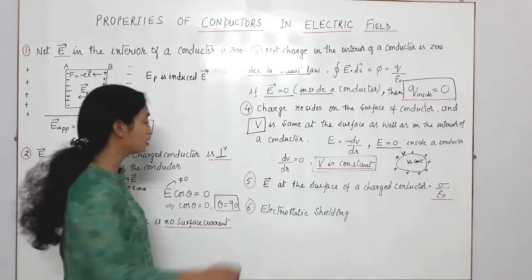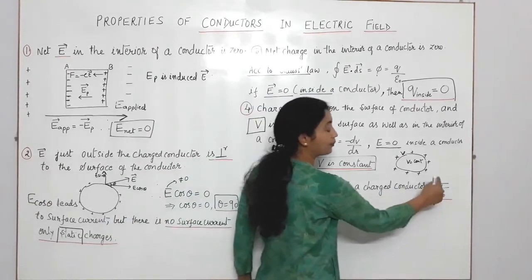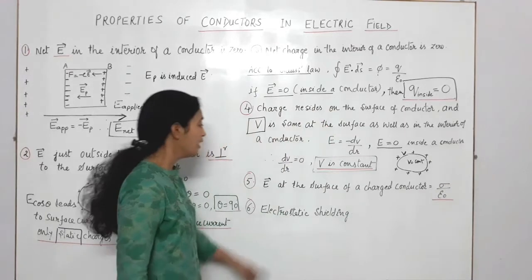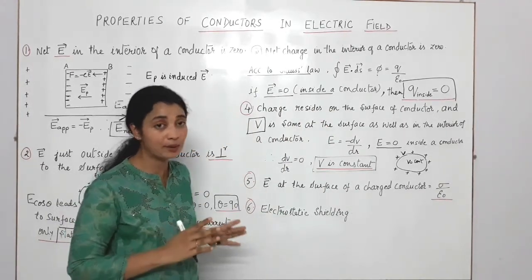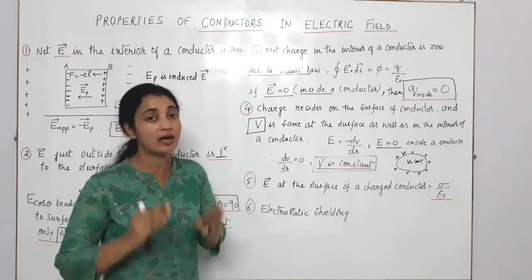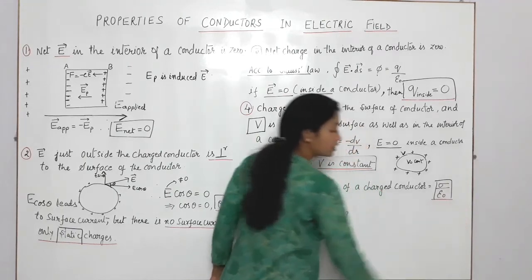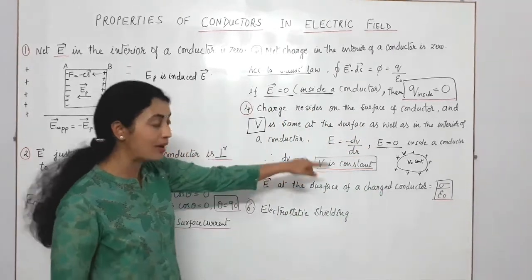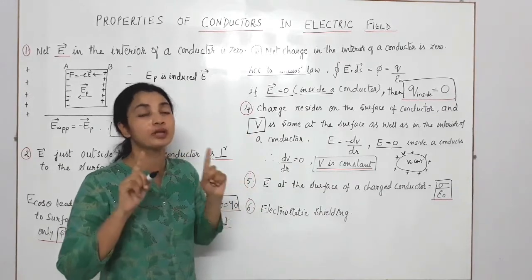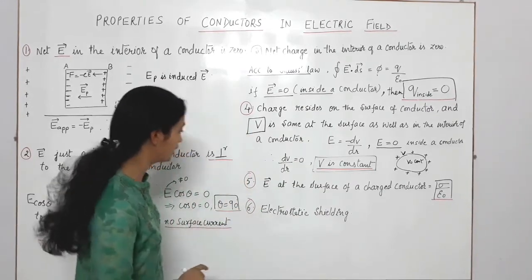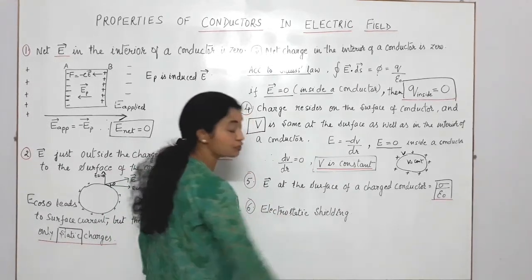Last and important, electric field at the surface of a charged conductor is sigma upon epsilon naught. On the surface of a charged conductor, the electric field value comes out to be sigma, which is surface charge density, upon epsilon naught, which is the permittivity of free space. And you remember, this is the situation we got from applying Gauss theorem, the electric field due to infinite plane sheet. Then we have the last important thing, that is electrostatic shielding.